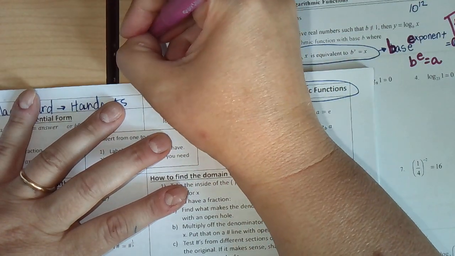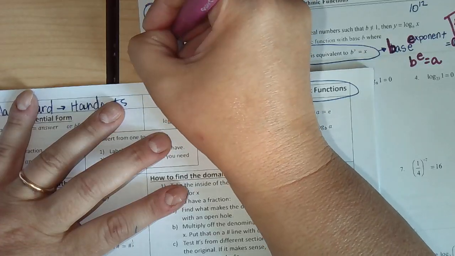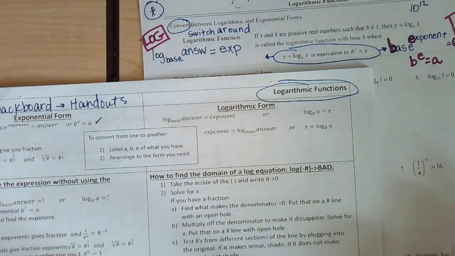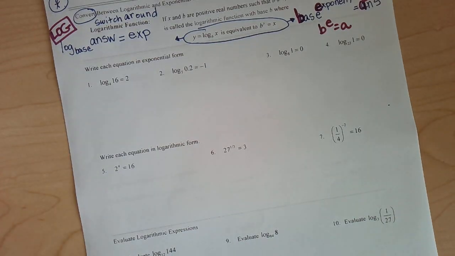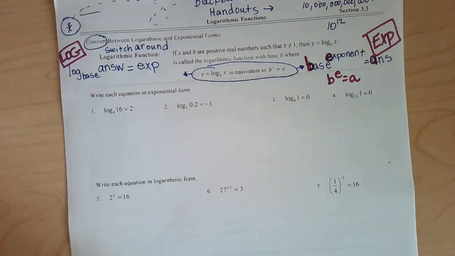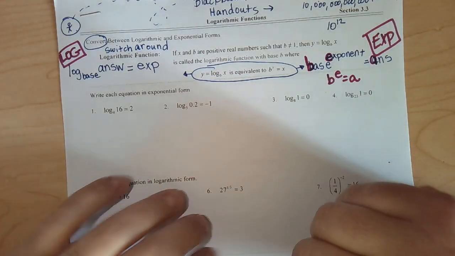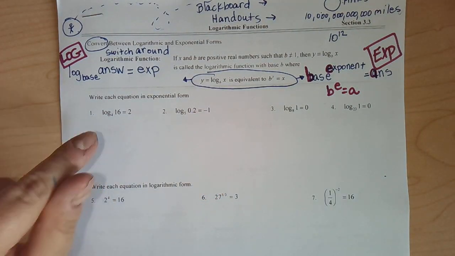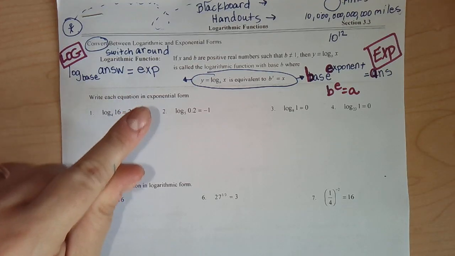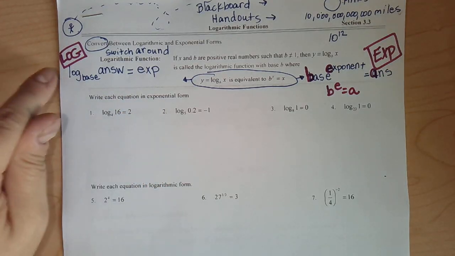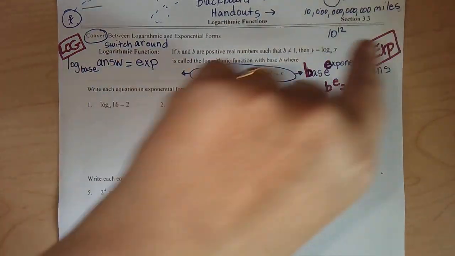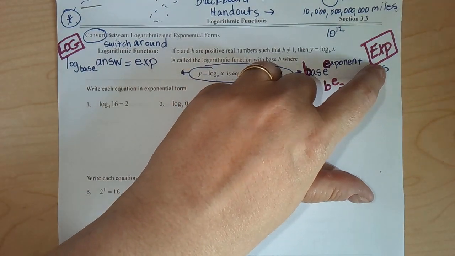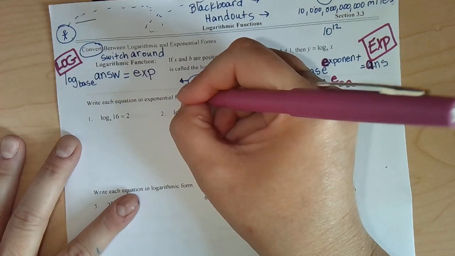And you're saying, now hold up a minute. Why is the answer swapped around? Because these are inverses. Their information is the same, they just look different. Okay, so let's look at number 1. It says, write each equation in exponential form. Which one is exponential, the one with the log or the exponential? Okay, so we want b to the e equals a.